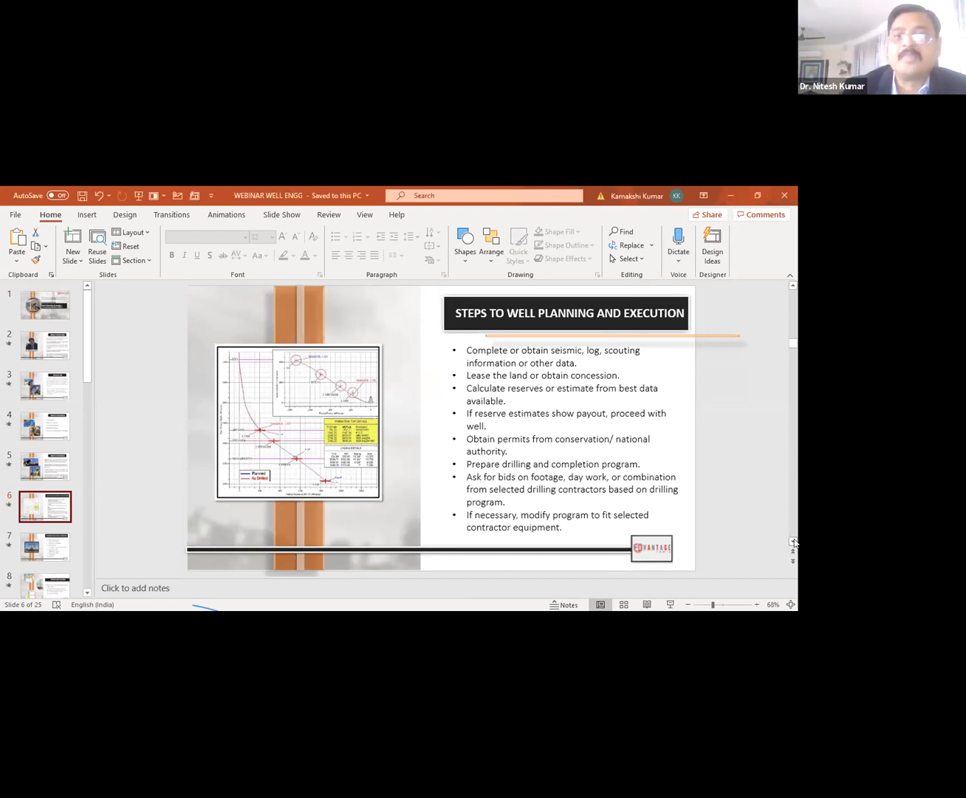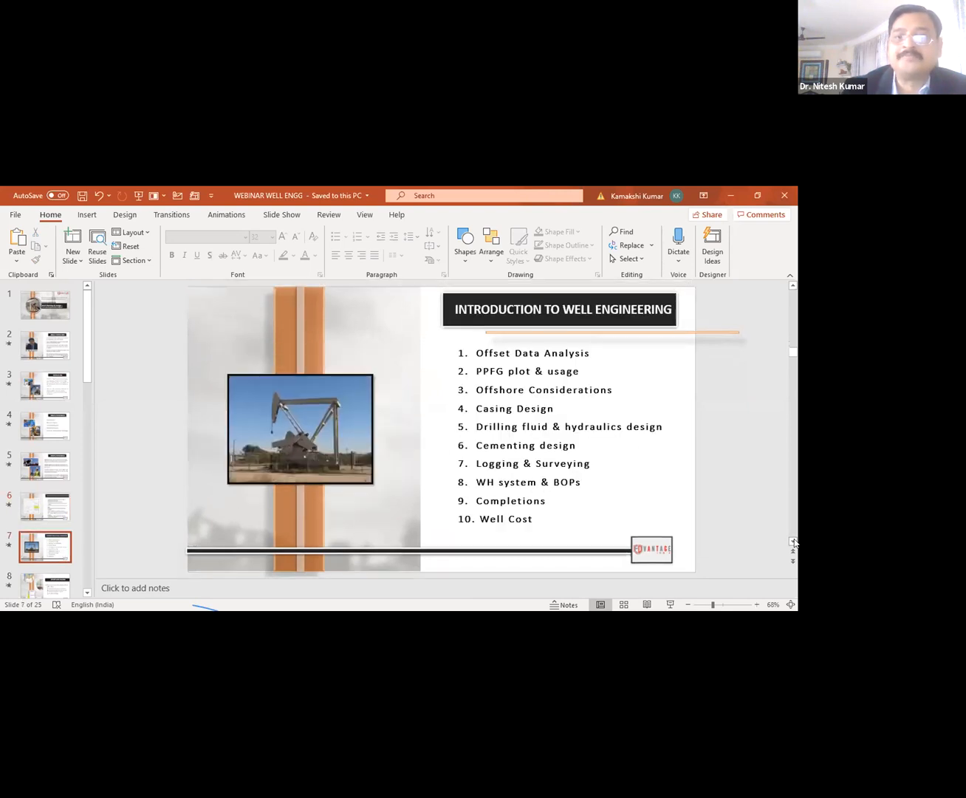Those were the different steps on well planning, so that was the overall picture. Now, what do you do as an engineer? Mind you, when you do an internship at MDNK, all these 10 steps you'll have to do yourself. In the end, you will be required to put together a drilling and completion program, which will include all these steps. The first step is offset data analysis.